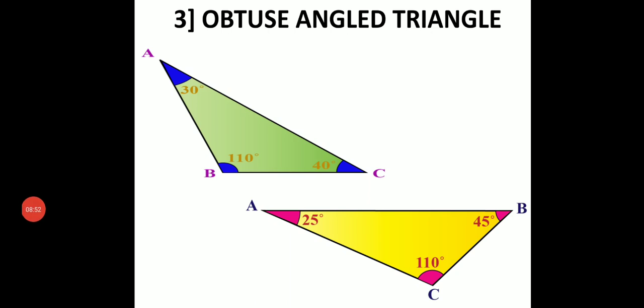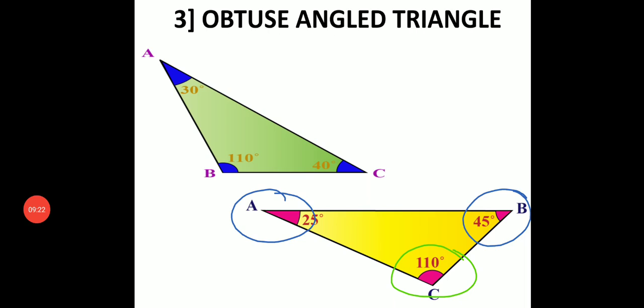When you all observe the second triangle figure, that is triangle ABC, here again, children, you will notice that the measure of angle A is 25, which is less than 90. The measure of angle B is 45, which is less than 90. And the measure of angle C is 110, which is more than 90.